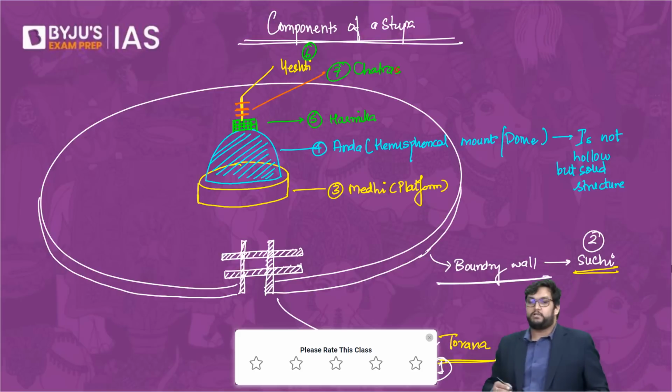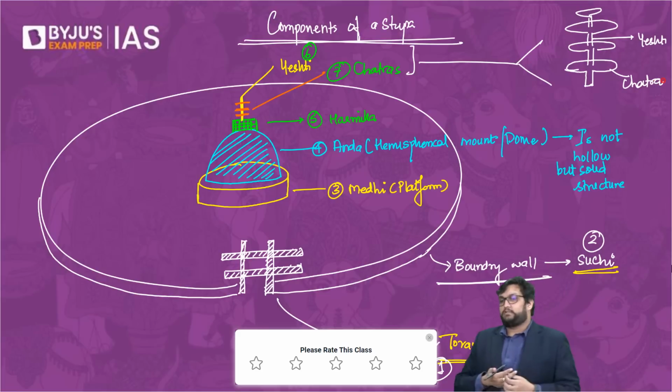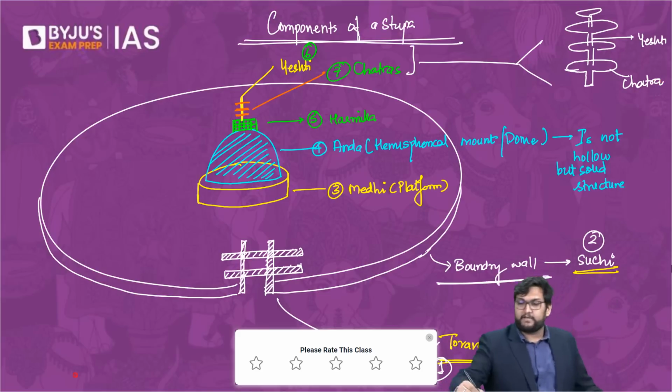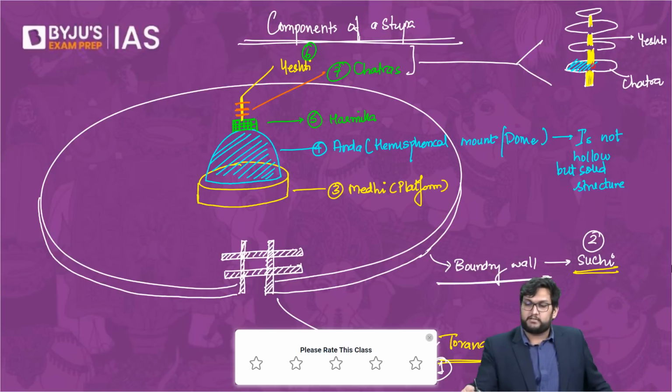If I had to zoom into these two components, it basically looks something like this. This is the central pillar, is called Yashti. This is called the chhatra. This is called the chhatra. So the central pillar is considered a different structure, and the chhatras are basically chhatri like structures, umbrella like structures on it.